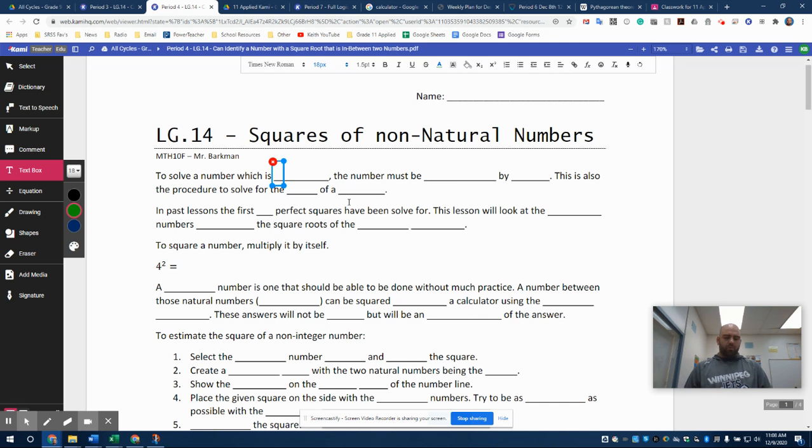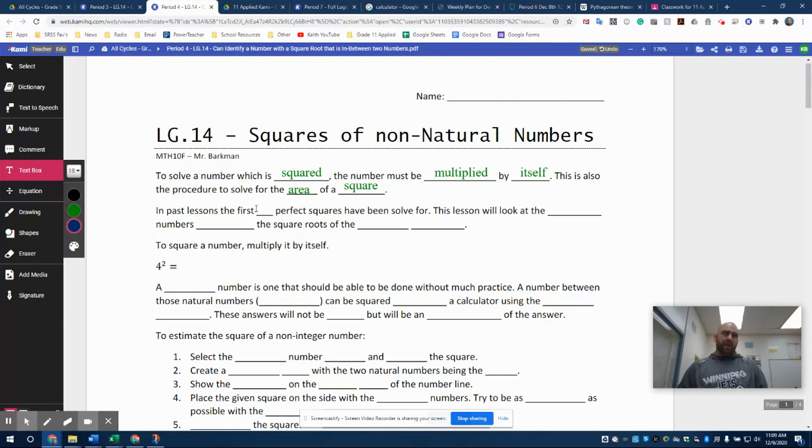To solve a number which has been squared, the number will be multiplied by itself. I'll go through an example later, but when we multiply something by itself, that means that we are squaring it. And this is also the procedure to solve for the area of a square. If we're trying to find the area of a square, we do the same thing. We multiply the side length by itself.